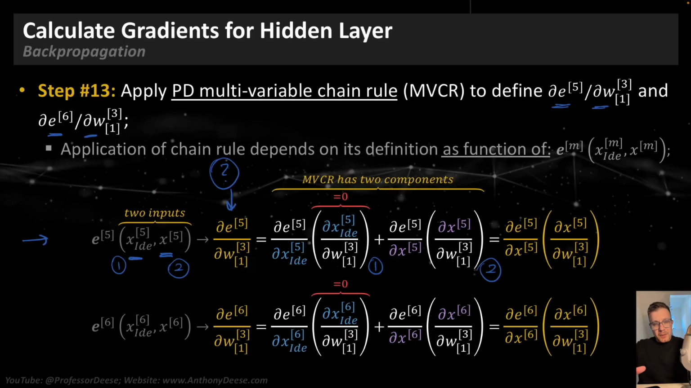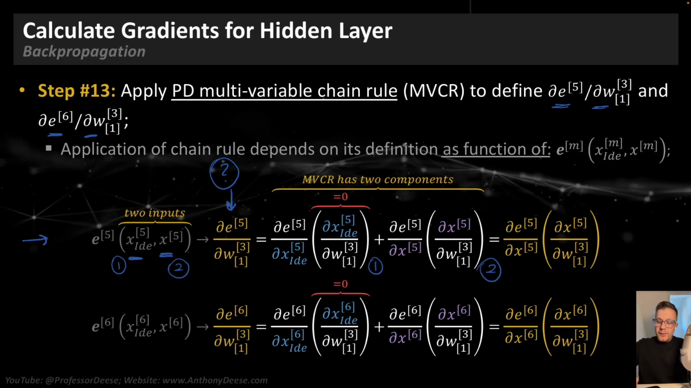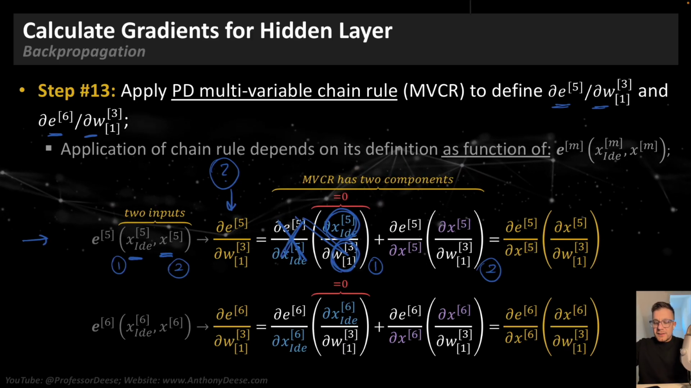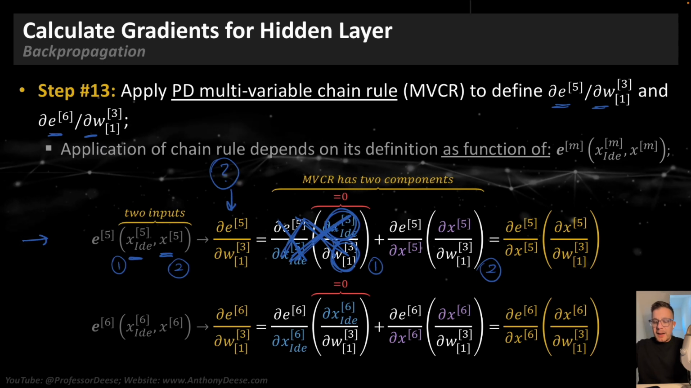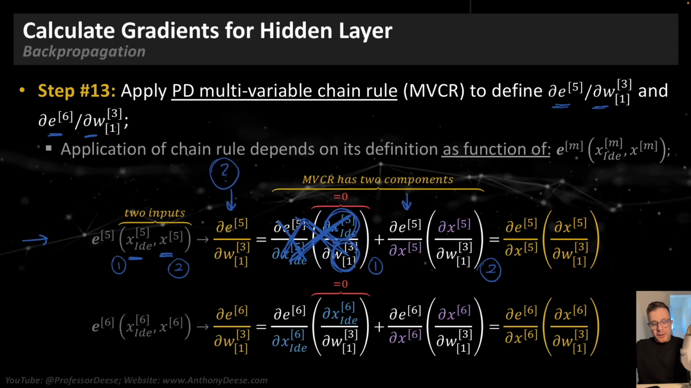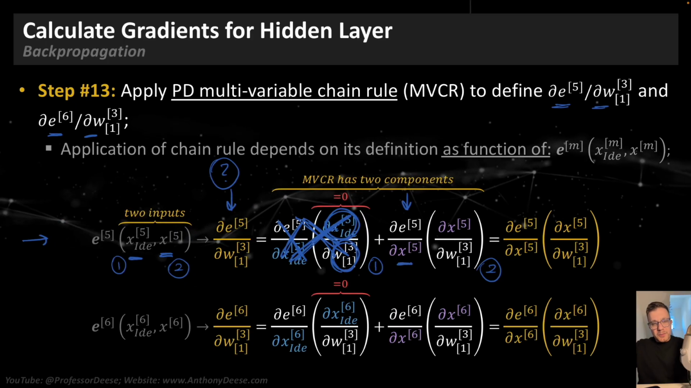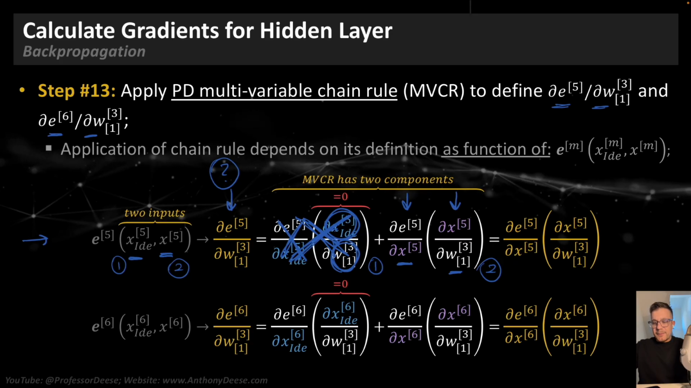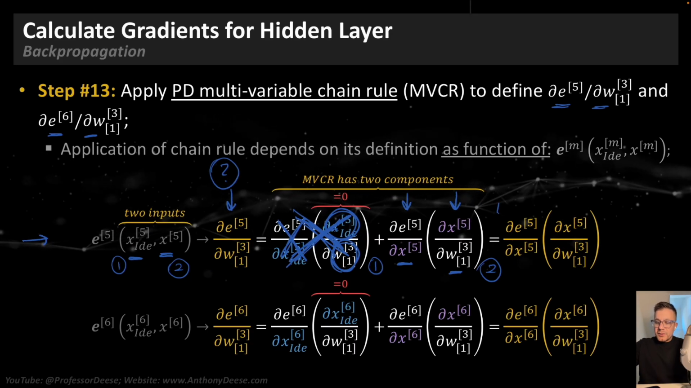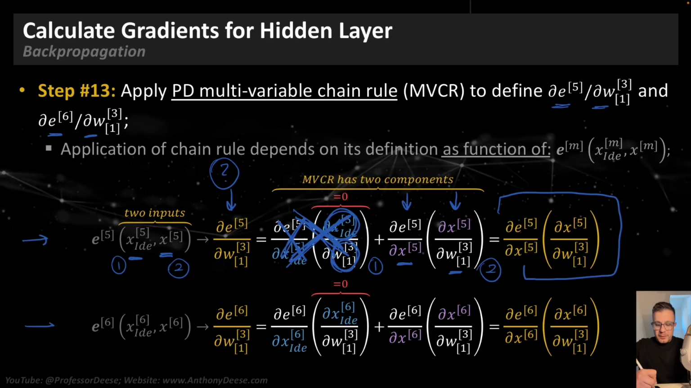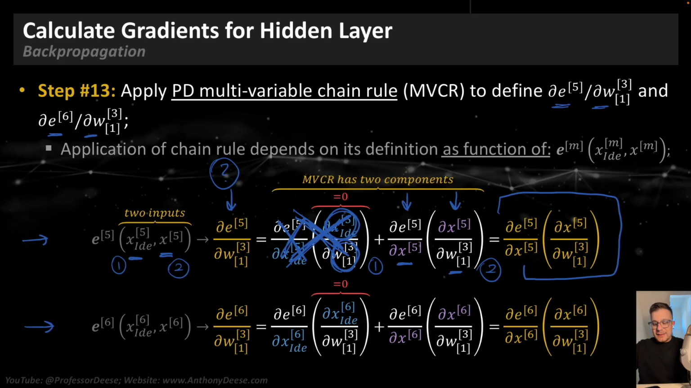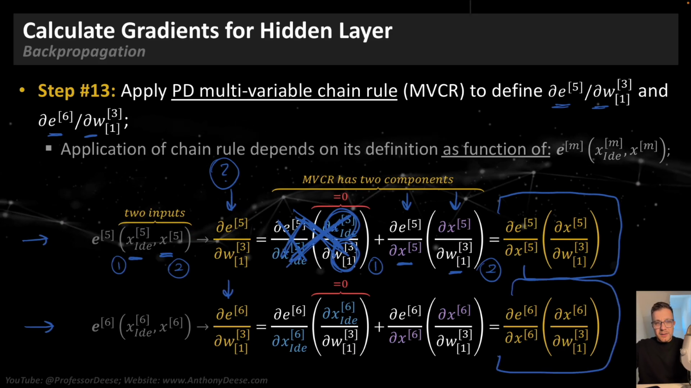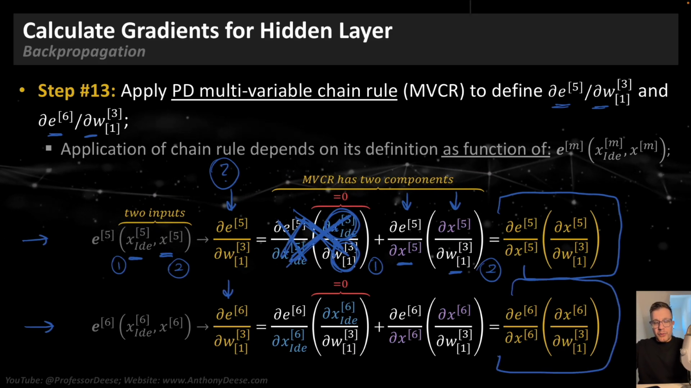I'm going to skip some steps here because we've done similar derivation several times. The first component essentially goes away because the ideal state of node 5 is not dependent on this synapse weight, so this component goes away. The second remains, and it's decomposed into two factors: the partial derivative of error component E5 with respect to state x5, as well as the partial derivative of state x5 with respect to our hidden synapse weight 1,3. Taking away this component, we're simply left with what is shown in the gold. We can apply the multivariable chain rule in almost the exact same manner to calculate a similar result for the partial derivative of error component E6 with respect to that same hidden layer synapse weight 1,3.